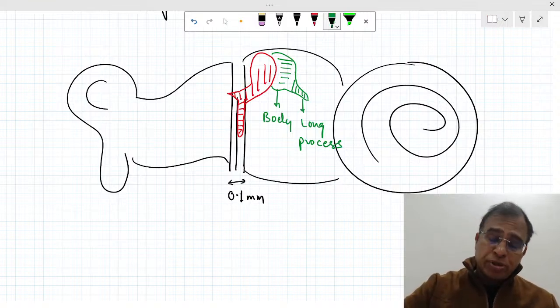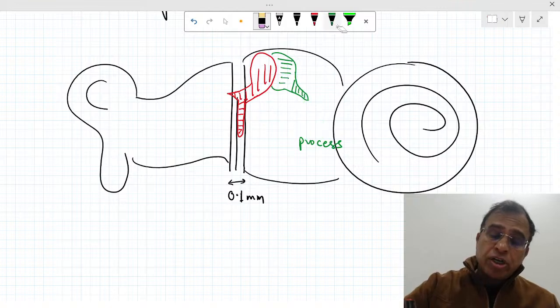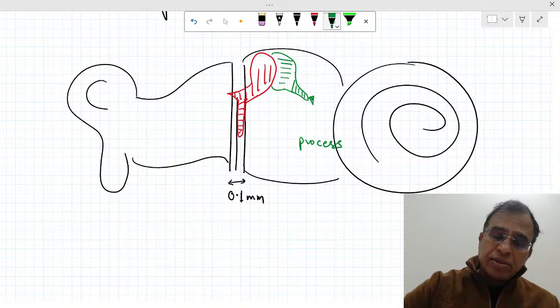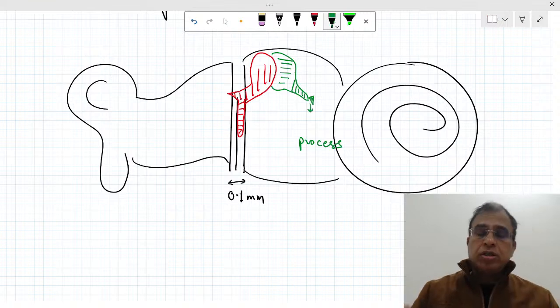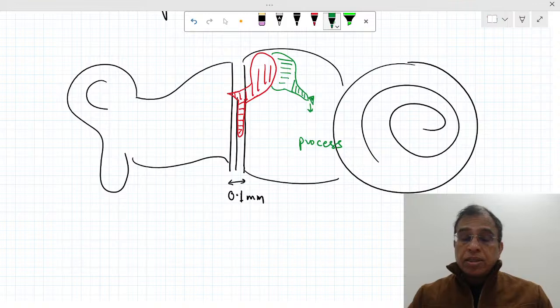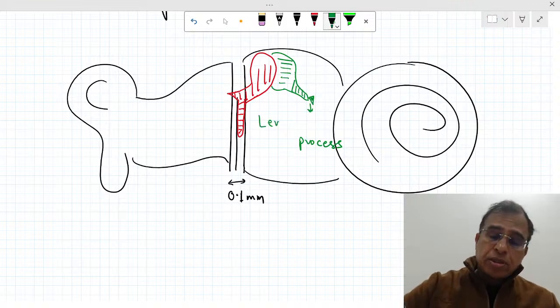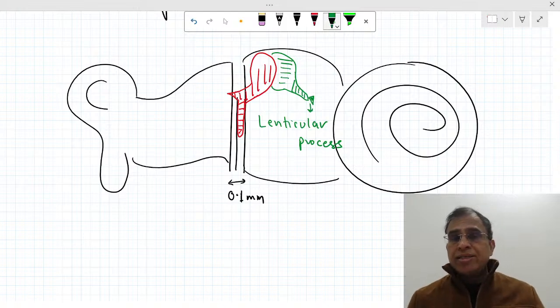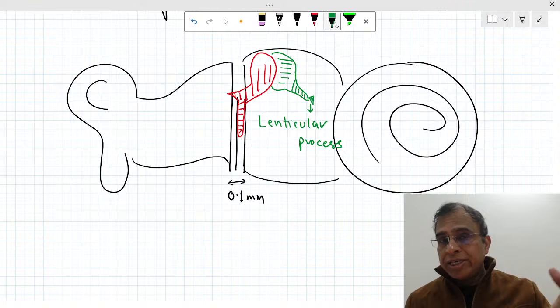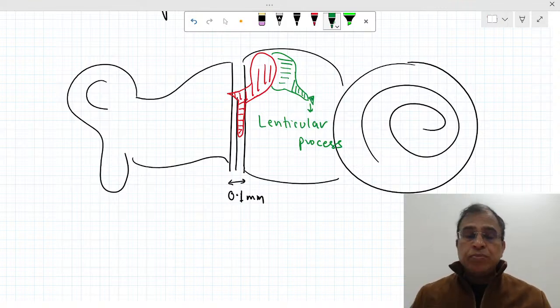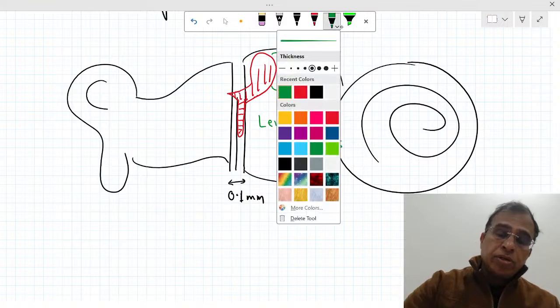But there is one more process. Besides body, long process, short process, there is a small process which I can draw like this. Can you tell me what is this process called? This process is the lenticular process. So incus has the body which forms the joint. There is a short process which is not shown in this diagram. It is on the back side. There is a long process. At the end of the long process is the lenticular process.